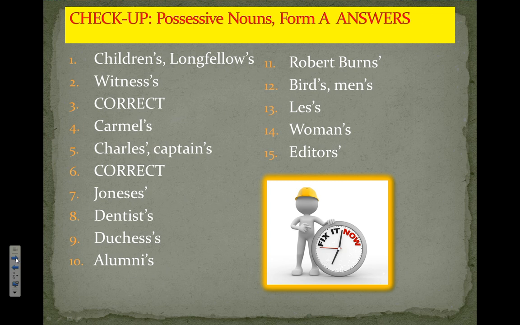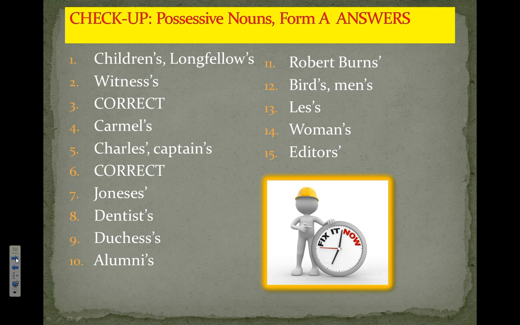Number 2, the first witness's testimony greatly impressed the jury. This one is tricky. This was incorrect on your paper because there's only one witness, correct? So this forces us to use our ear, remember? So listen to it again. The first witness's testimony. Do you hear that the S repeats? So I am going to add an apostrophe S just as I normally would.